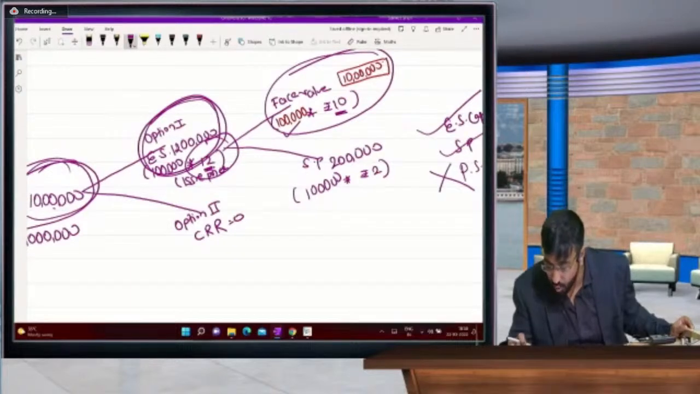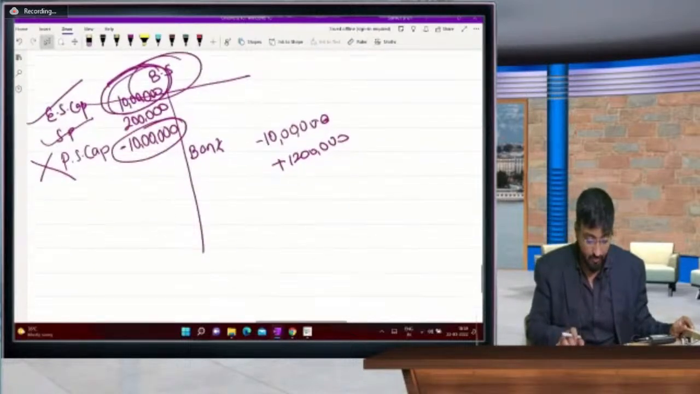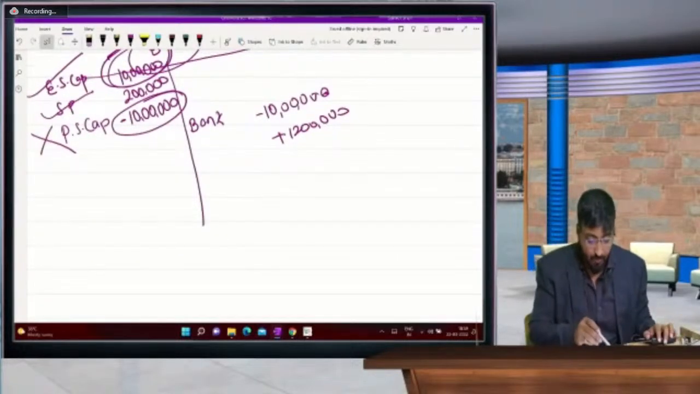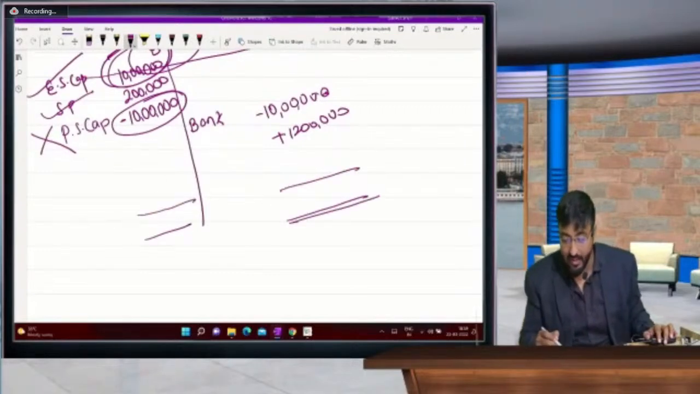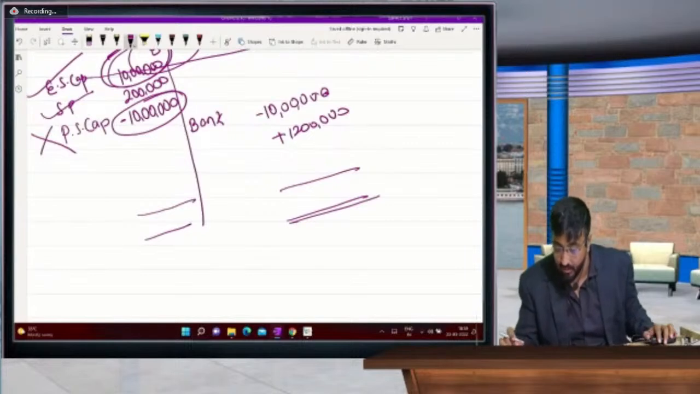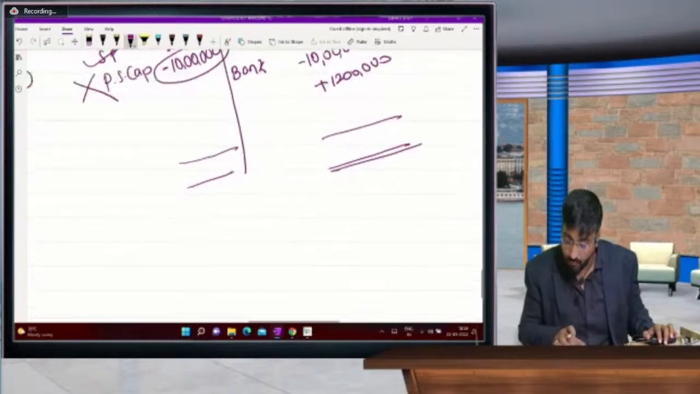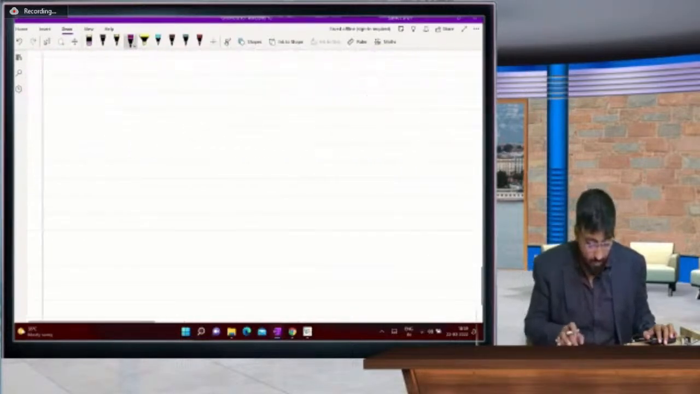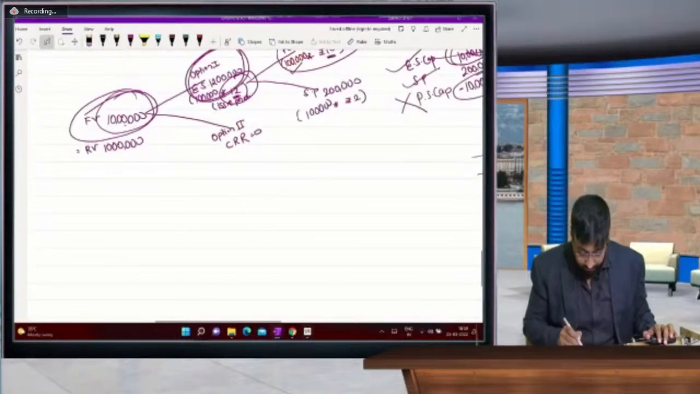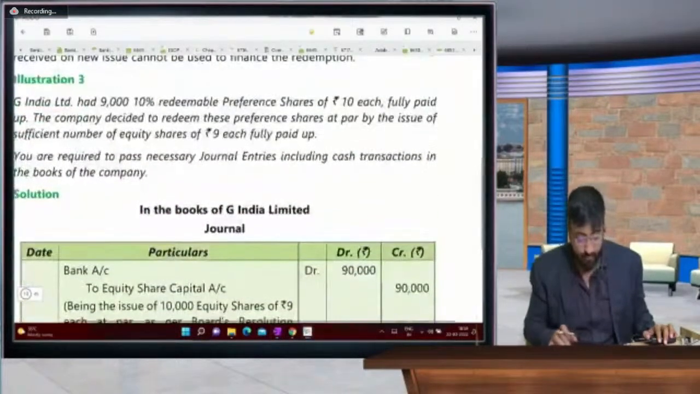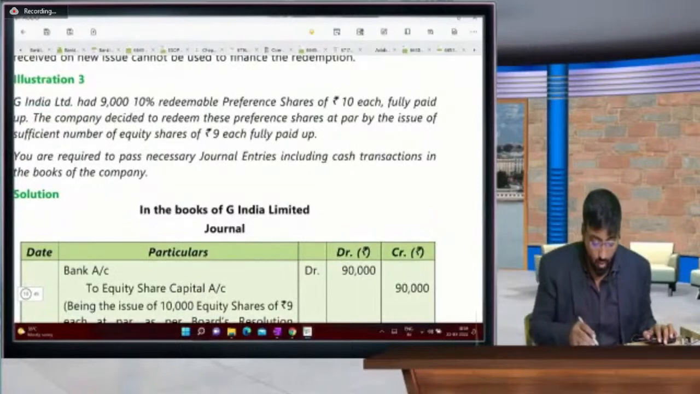Many students wrote this now. Yes. See 12 minus 10, 2 lakh. With 2 lakh you can tally your balance sheet. Chalo. Next one, illustration 3. Illustration 3 you can do on your own.